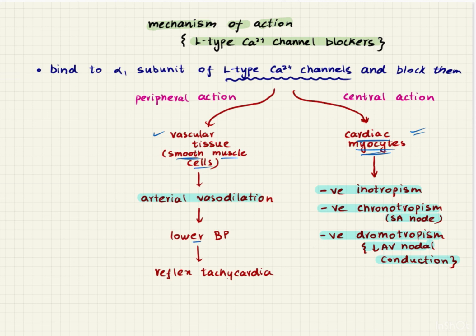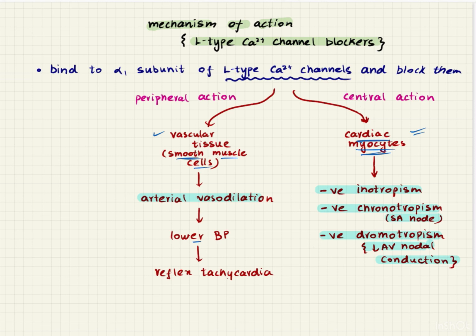Ultimately, regardless of the site of action, when calcium channels are blocked, calcium concentration inside the cell will decrease, and we know that calcium ions are very important for excitation contraction coupling, and that process cannot take place if calcium channels are blocked.